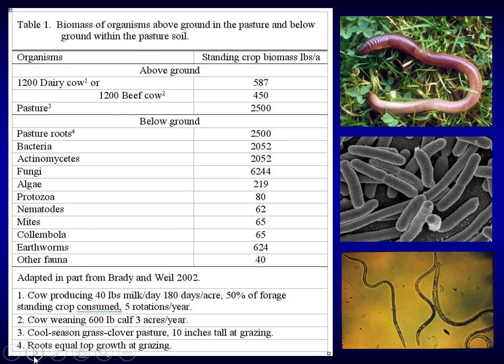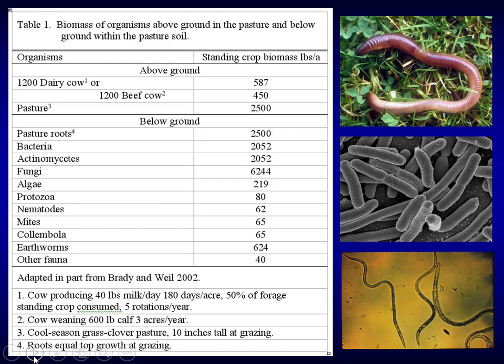This is a slide that was put together by Ed Rayburn at West Virginia University. It's nice. It takes data from several sources and puts it together into a table format. If we look at what's below ground, we've got pasture roots at about 2,500 pounds per acre. We've got soil bacteria at 2,000 pounds per acre. Think about that for a minute: how big a soil bacterium is and how many would have to be present in the soil to make up 2,000 pounds of soil bacteria per acre.